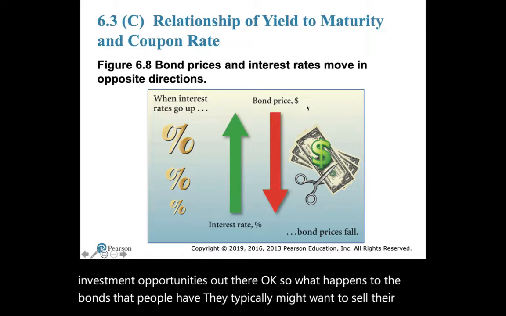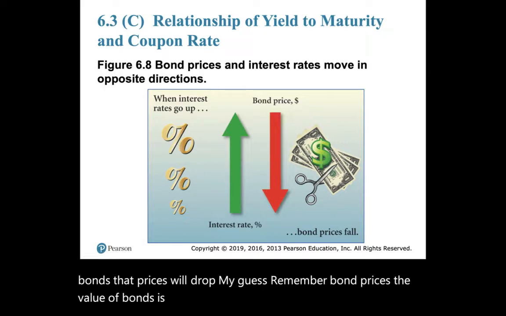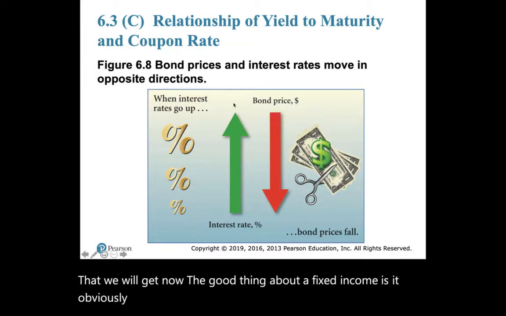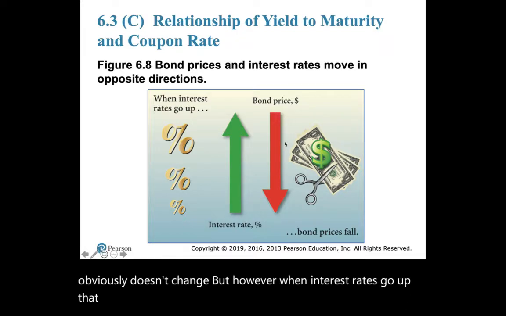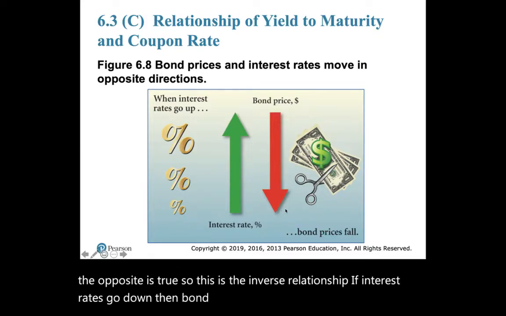The prices will drop, because remember, the value of bonds is that fixed income that we will get. Now, the good thing about a fixed income is it obviously doesn't change. However, when interest rates go up, that fixed income doesn't seem to be as desirable anymore. Now, the opposite is true. So there's an inverse relationship.